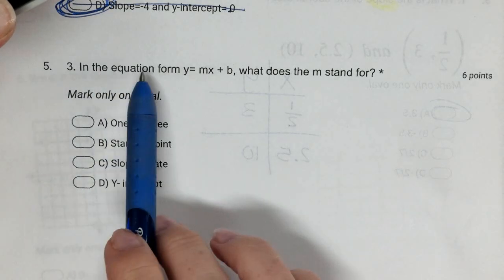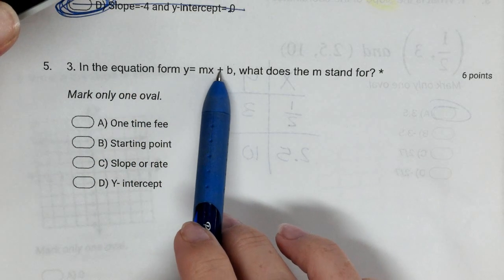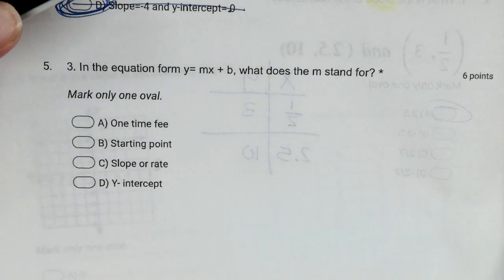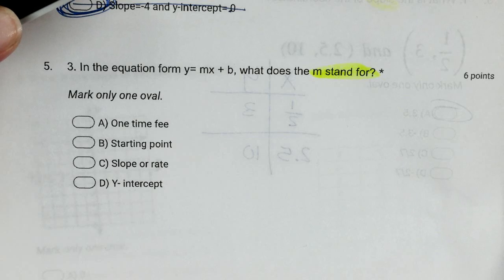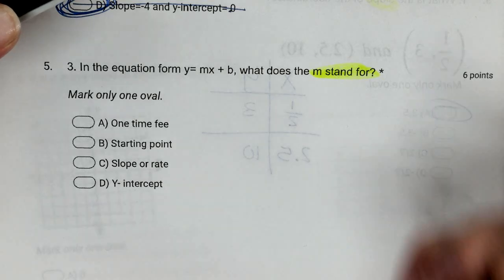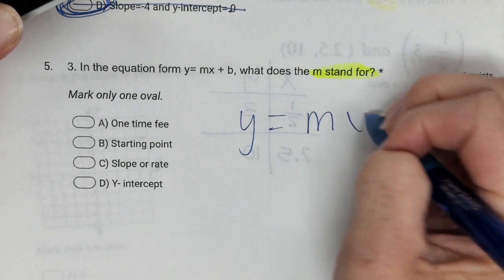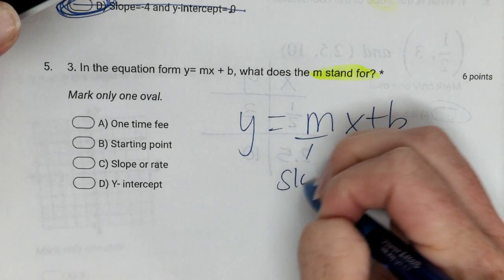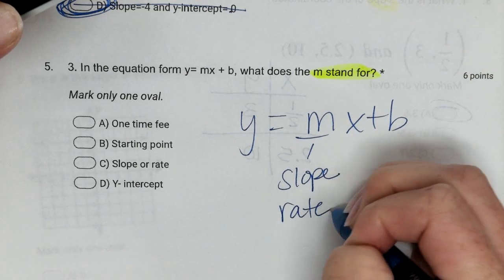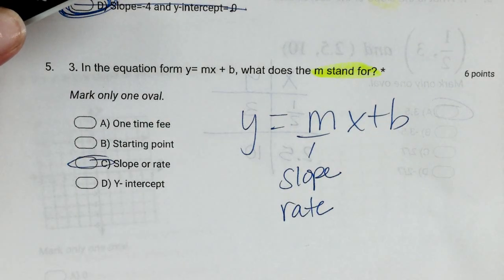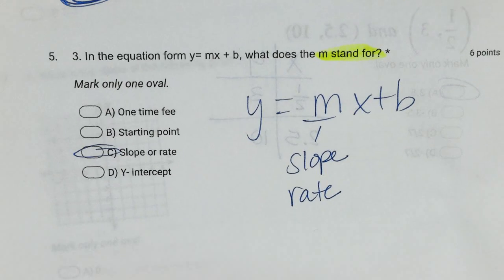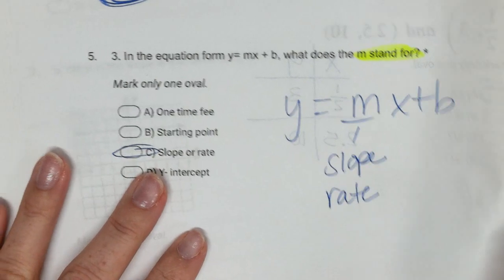All right. Number 3. In the equation form, y equals mx plus b, what does the m stand for? Okay, so let's talk about it. In y equals mx plus b, the m stands for what? Slope and rate. So the answer was C. Y'all should be changing your answers if you missed them.